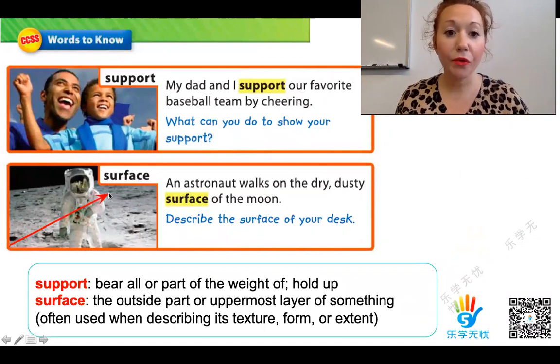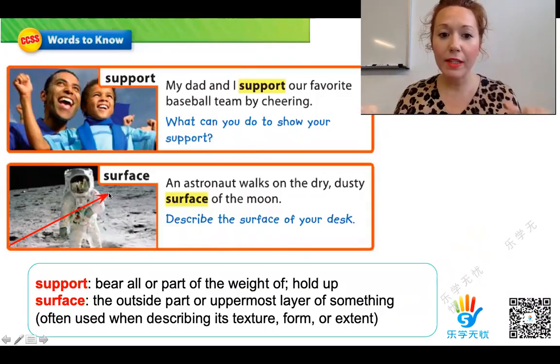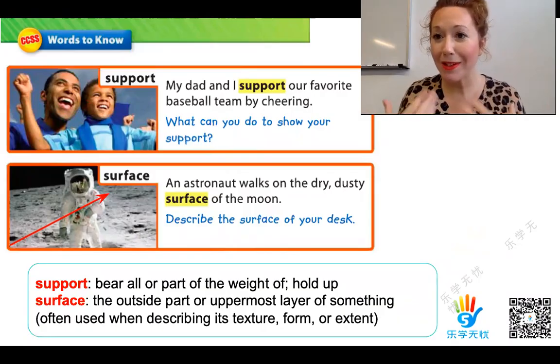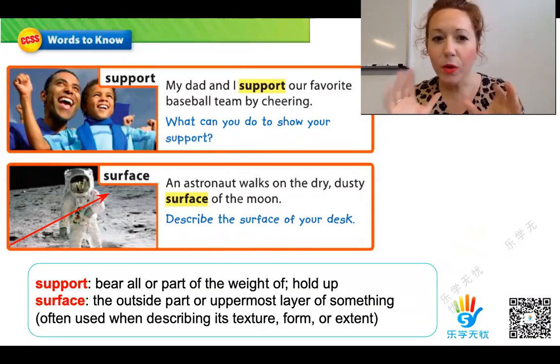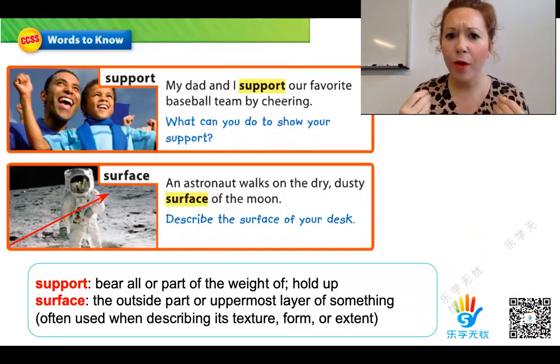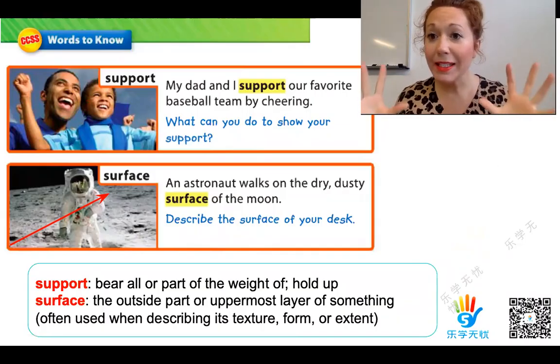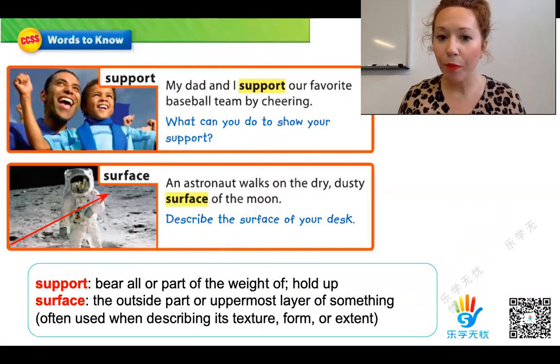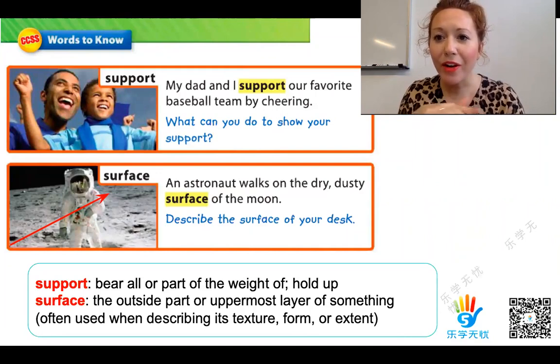Next, we have surface. Now, surface is the outside part or the uppermost layer of something. So it's usually used when we're describing some texture or some form. So in this instance, it says that an astronaut walks on the dry, dusty surface of the moon. Okay, so the top layer of something.